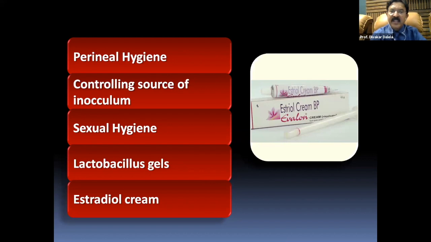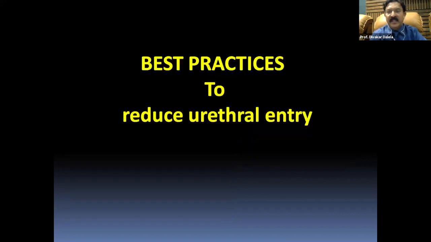Finally, elderly ladies can use hormonal cream, estradiol cream. This minimizes the introital colonization. So you can use any of these five, or two of these five, or three of these five strategies to bring down the population of bacteria in the external genitalia.